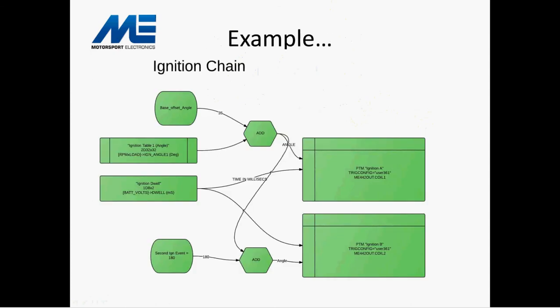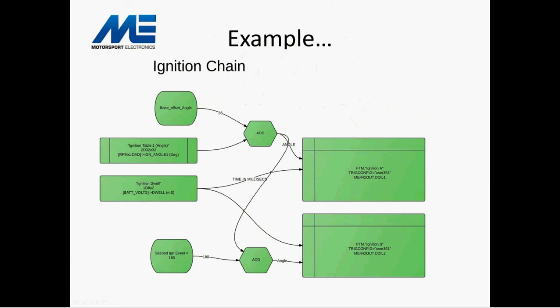So let's have a quick look at an example of an ignition chain using the PTM. Now this is very basic. There's no corrections for coolant temperature or ignition or rev limits or anything. This is a very basic get you running engine.